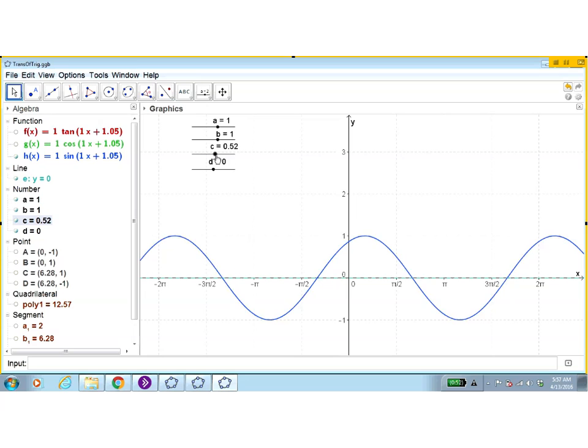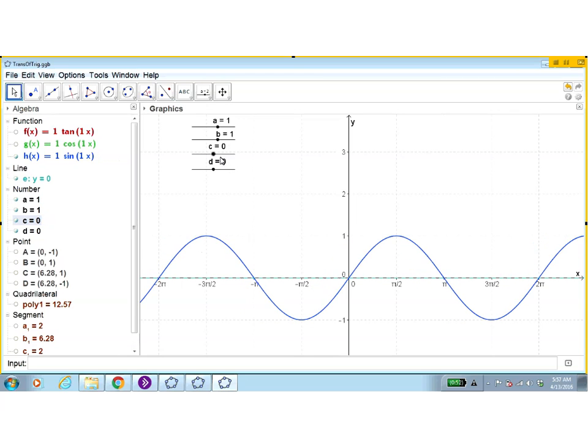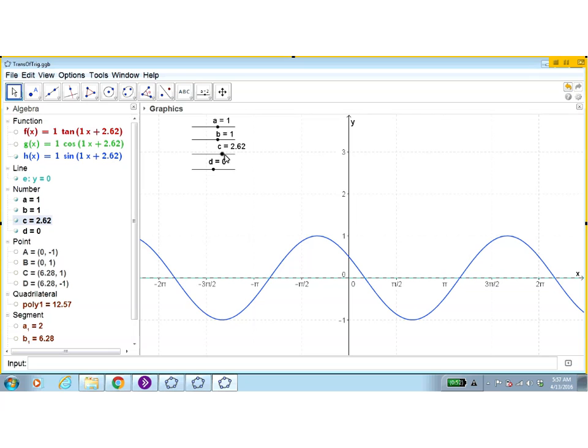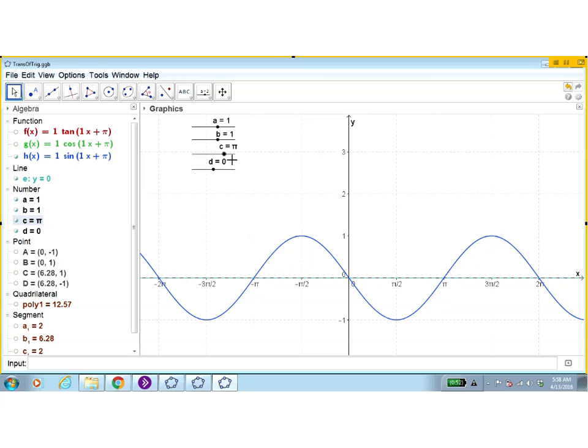I'm going to put it back. Here it is. And now again, I'm going to move my slider to the right, so I'm adding pi. Okay, so what happened? As I added pi, I moved my slider to the right. It looked like the graph moved to the left, and that's exactly what happened.